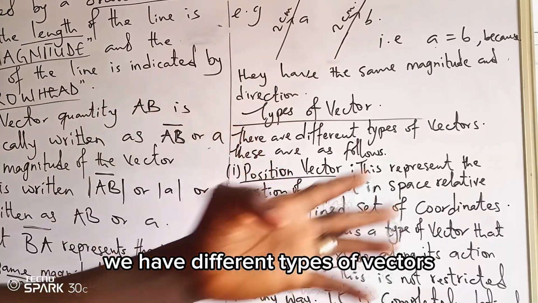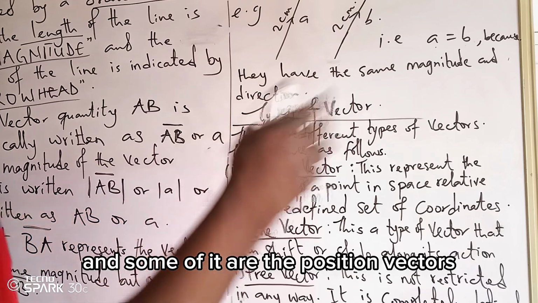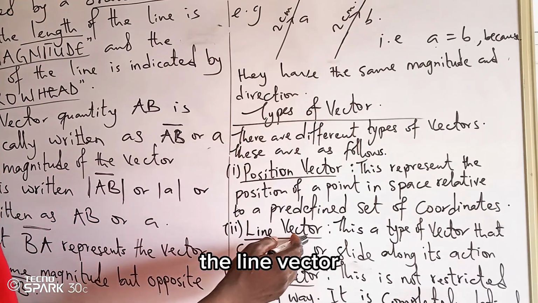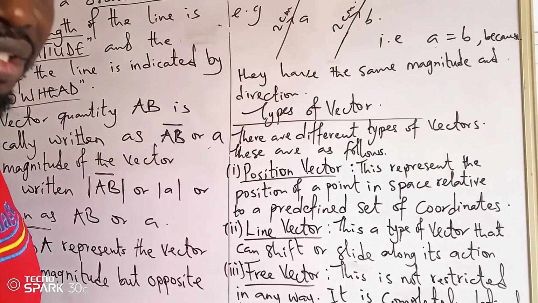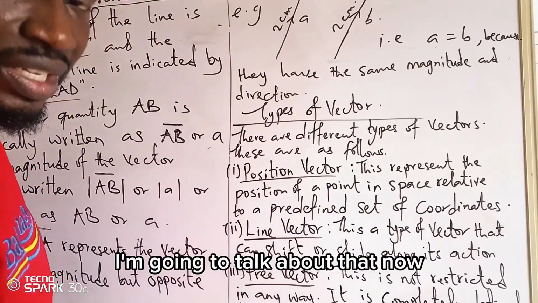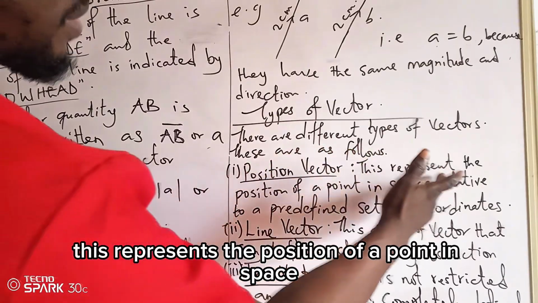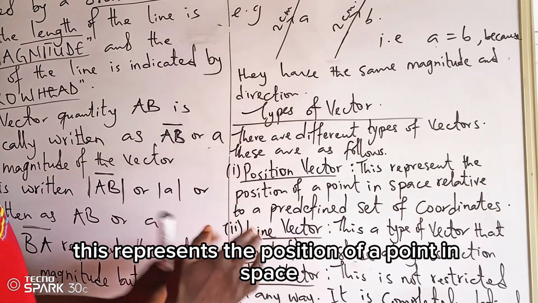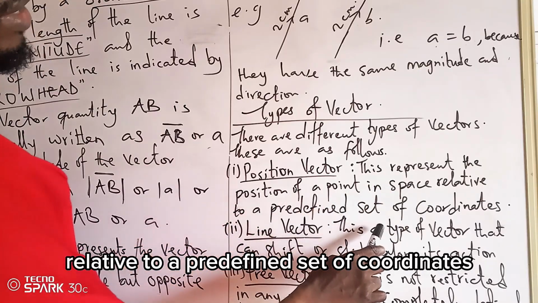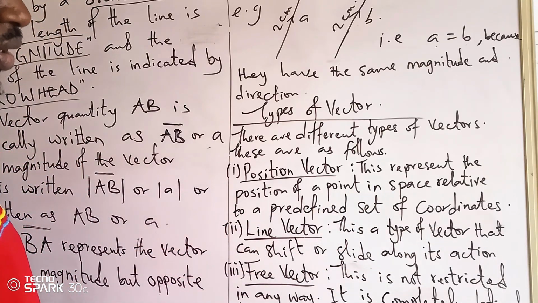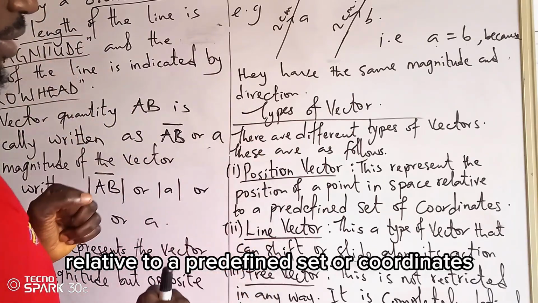We have different types of vectors: the position vector, the line vector, the free vector, the unit vector, and the zero vector. I'm going to talk about that. Now, the position vector represents the position of a point in space relative to a predefined set of coordinates.